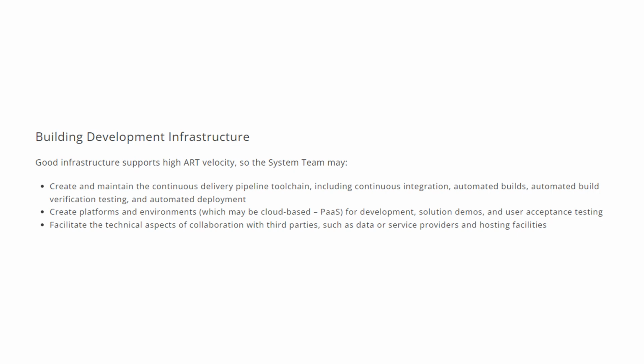The system team also may create platforms and environments. It could be cloud-based PaaS. PaaS means platform as a service. They'll create platforms as environments for development, solution demos, and user acceptance testing. Right? They also facilitate the technical aspects of collaboration with third parties such as data or service providers or hosting facilities. So they will take care of building the end-to-end development infrastructure.